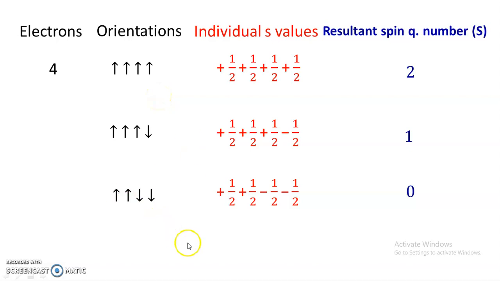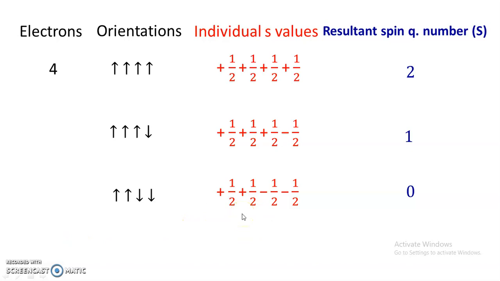Okay, so this is the coupling of electron spin, or the resultant spin quantum number. This quantum number gives an idea about the interaction: when 2 or more electrons are present in a subshell, there is an interaction between the electrons, and this interaction is represented by the resultant spin quantum number, that is capital S.